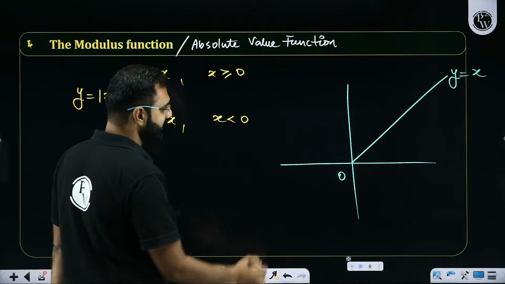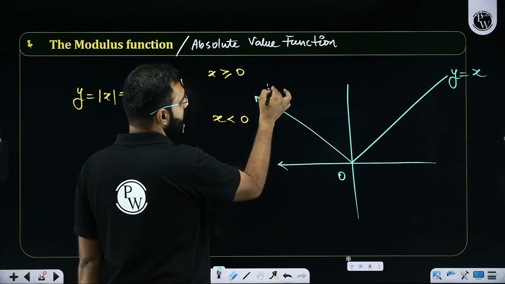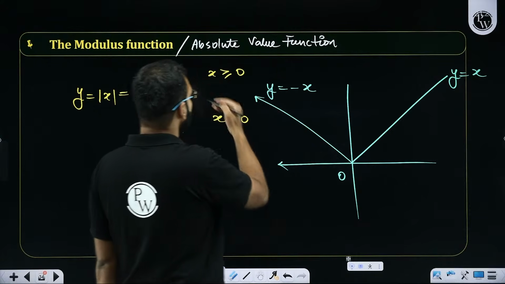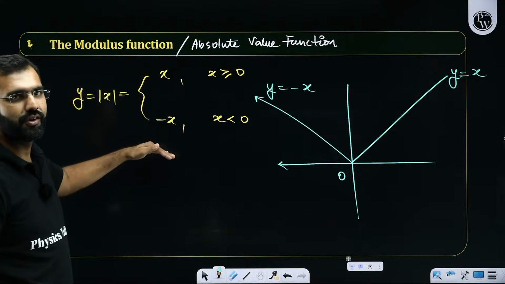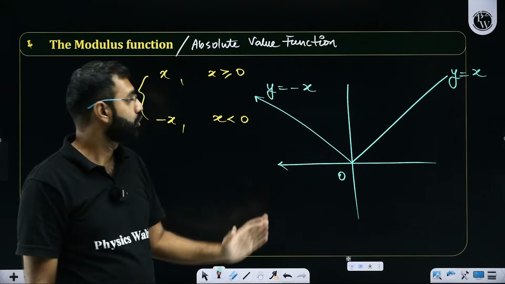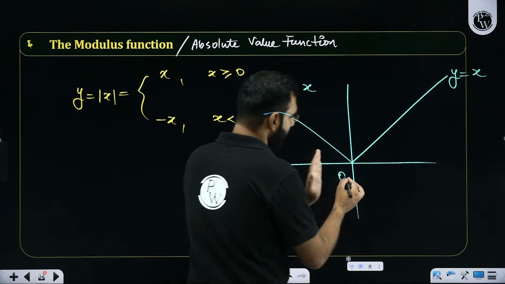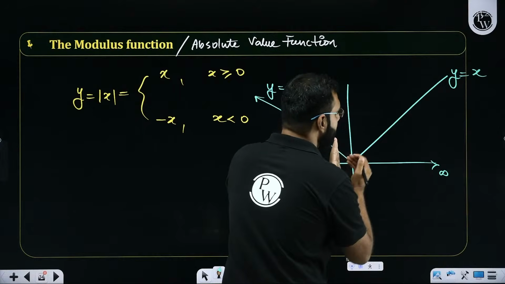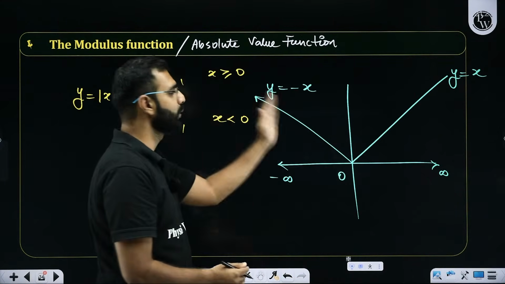But if x is taking negative values, you are saying y is equal to minus x. So it is a piecewise function. For non-negative values, it is x. For negative values, it is minus x. I mean, for all the values between 0 to infinity, it is x. But for all the values between minus infinity to 0, it is minus x.